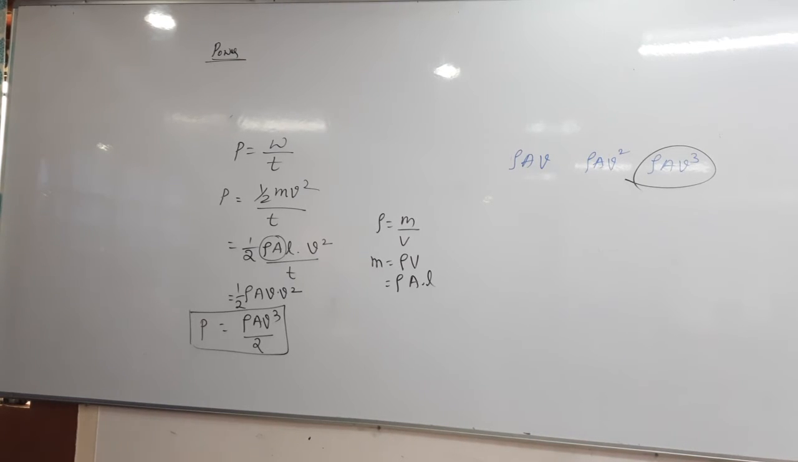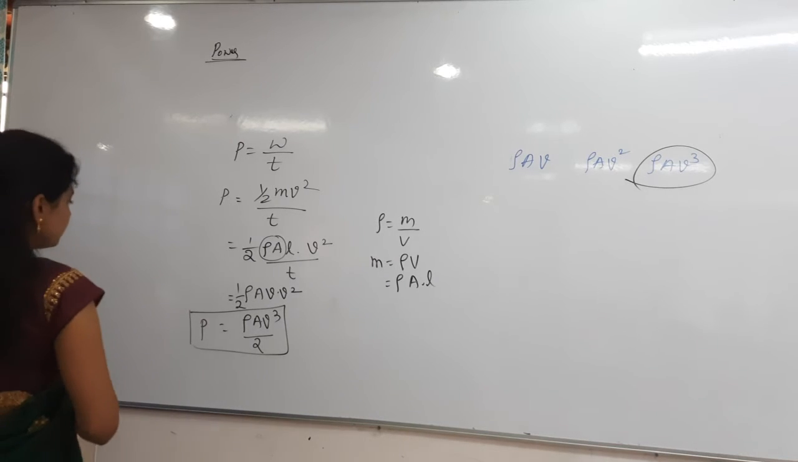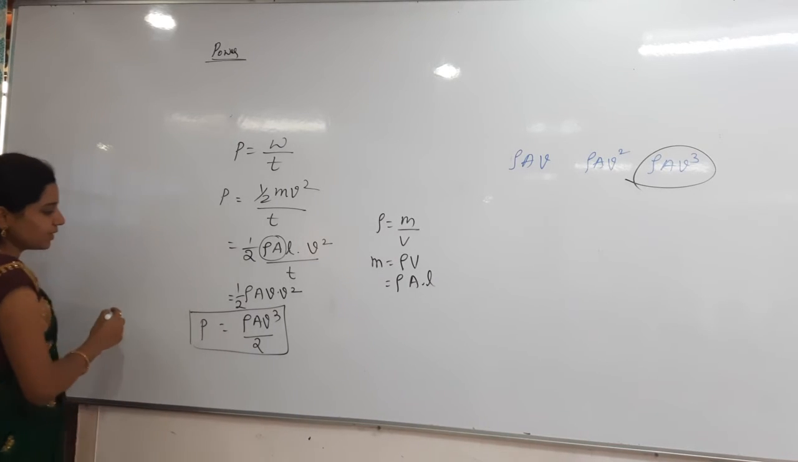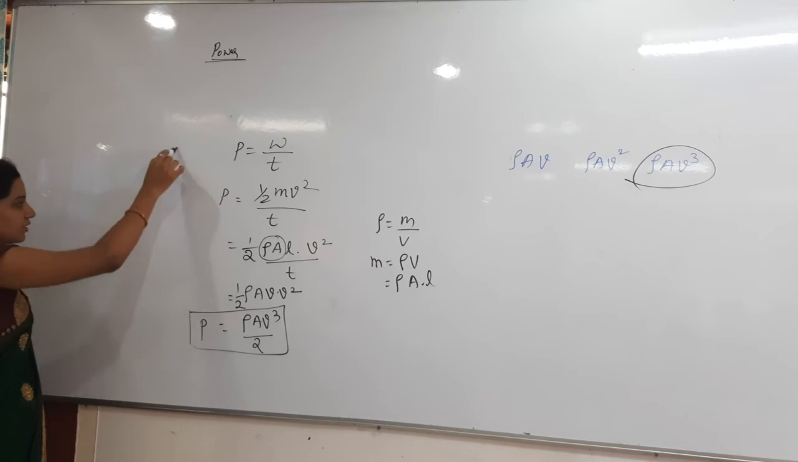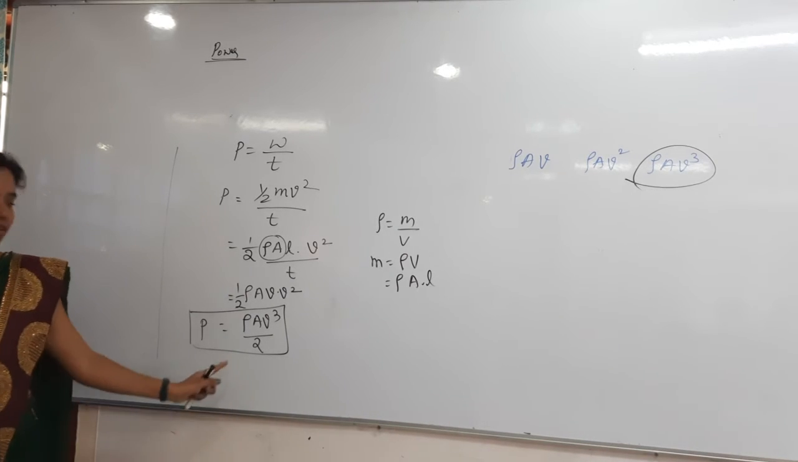Yes, correct only. F dot V, you have done. F is equal to what you have written? Mass into acceleration, dV by dt. Yes, however it is proportional to rho A V cube only. If you do F dot V also, you will get the same answer. Even then you will get the same answer only, rho A V cube.